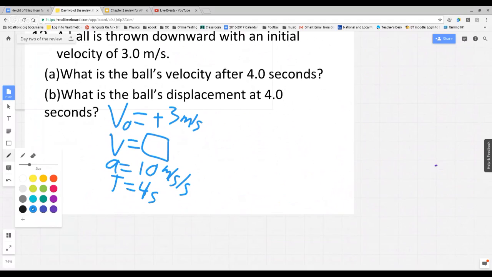Well, they're not talking about while you're throwing it. They're talking about after you threw it, when gravity is the only thing touching it. So gravity is still the acceleration.